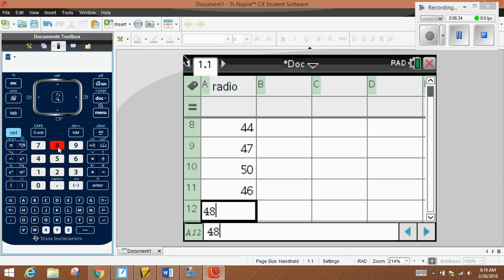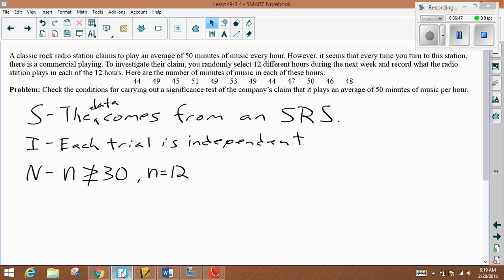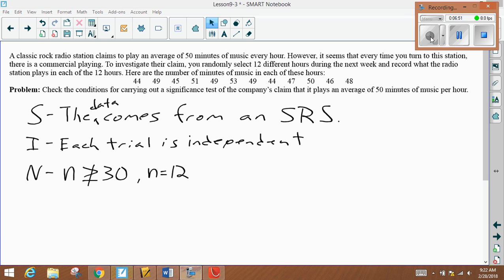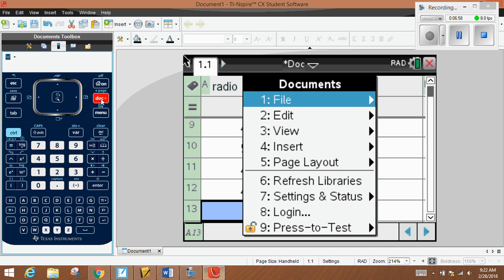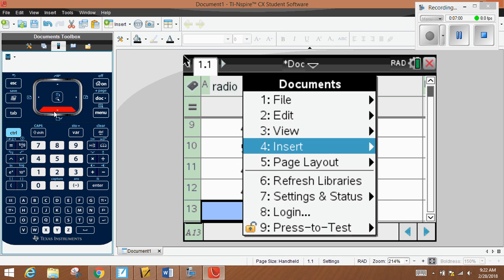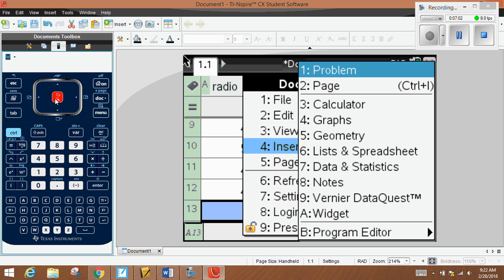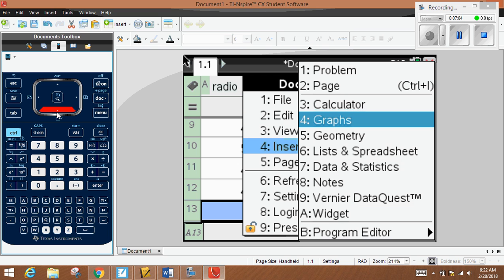If there are 12 entries, I should be on 12. That's a good way to check that you didn't miss anything or enter anything twice. If you're not on 12, you should check for those things. I'm going to put that data on the board because I know not everybody got that in. So there you go. Now we go back to our calculator. We're going to hit doc, insert, and now we need a data and statistics page.